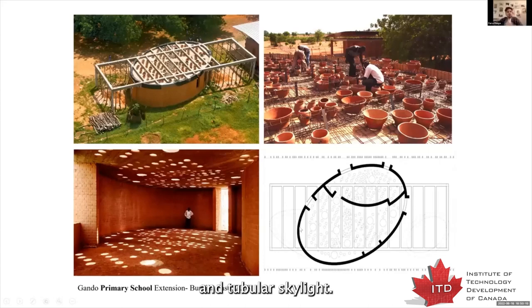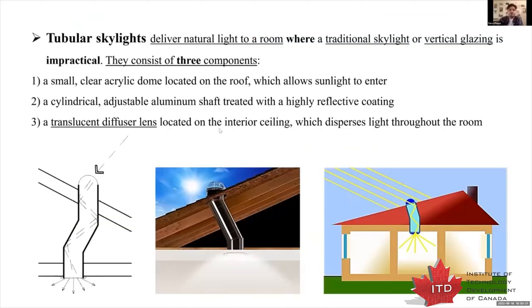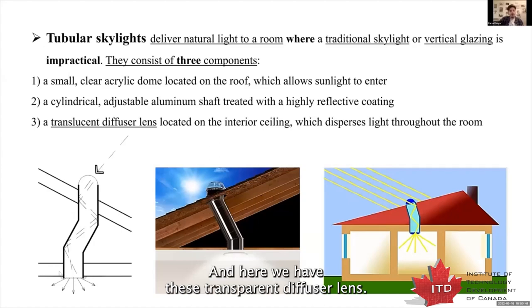And tubular skylight, this is another tool or method we can use for illuminating the interior space, and it encompasses three different components. The first one is here, the small acrylic dome, and the second part is this cylindrical part, and here we have this transparent diffuser lens.